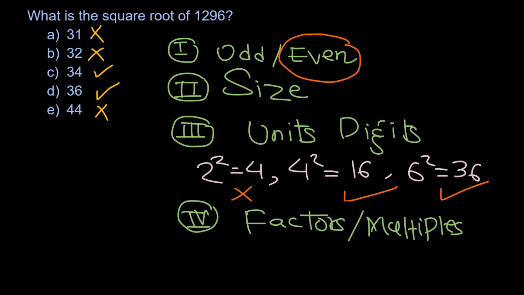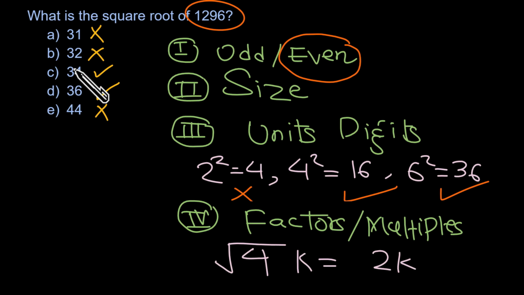Property number 4, factors and multiples. Sometimes it helps a lot when you investigate a little bit about the number and ask yourself, is this number going to be a multiple of something? Well, we know for sure that it's a multiple of 2 because it's even. Okay, what else is it a multiple of? Well, it's also a multiple of 4, right? So if the number is a multiple of 4, doing the square root of that will give you a multiple of 2, right? But that doesn't really help. Our remaining answers, C and D, are both multiples of 2, or even. So that doesn't help us eliminate either of the 2 answers.